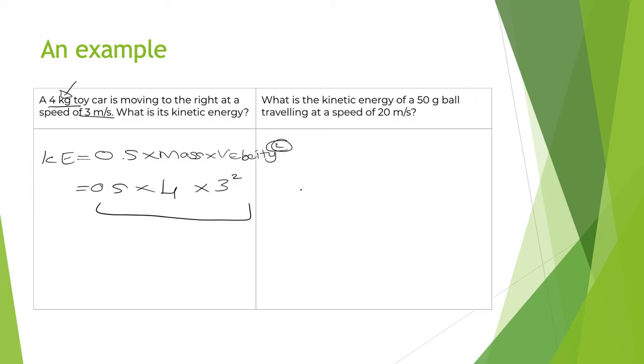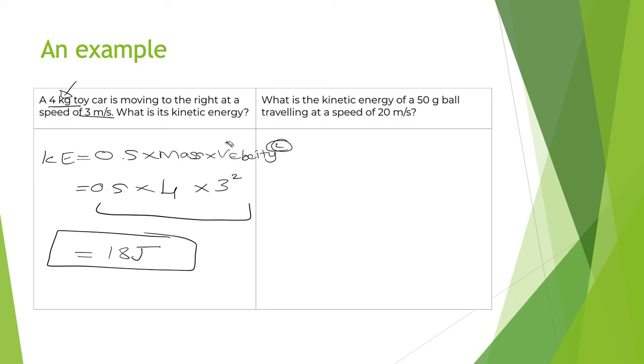We just type in 0.5 multiplied by 4 multiplied by 3 squared. This will give you an answer of 18. And you have to make sure you remember your units. Energy is measured in joules, so the answer would be 18 joules.